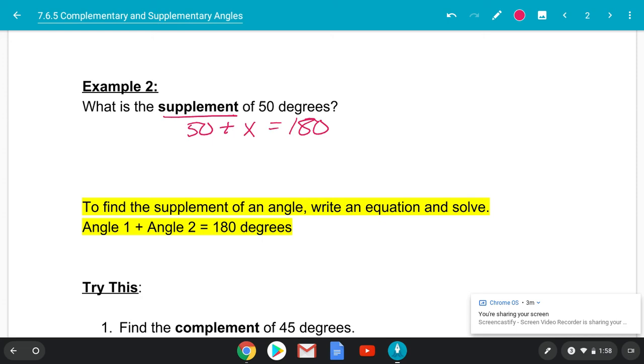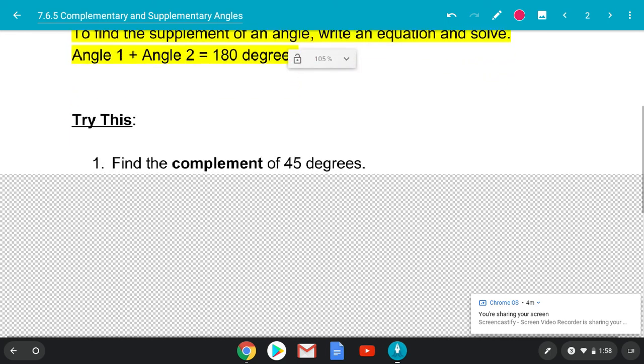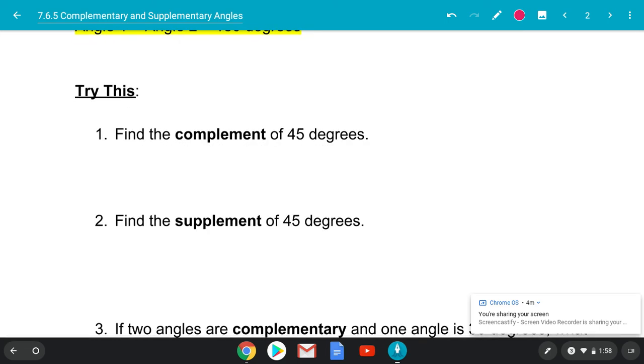Again, we have a nice little one-step equation. We can solve by subtracting 50 on both sides. Now be careful here because we're talking about 180 instead of the 90 degrees. So 180 minus 50 is going to give us 130 degrees. Again, finding the supplement of an angle, we can write our equation, which is the sum of the two angles equals 180 degrees, and we can solve. So let's look at some more examples.